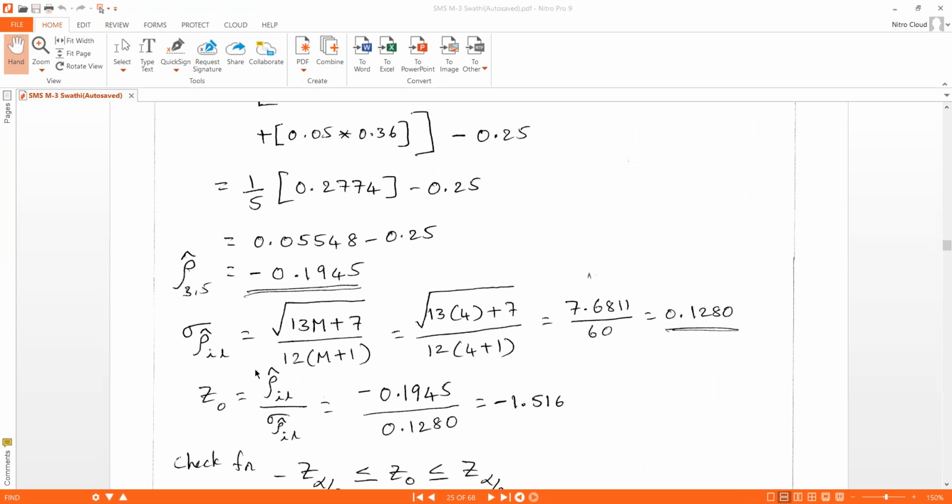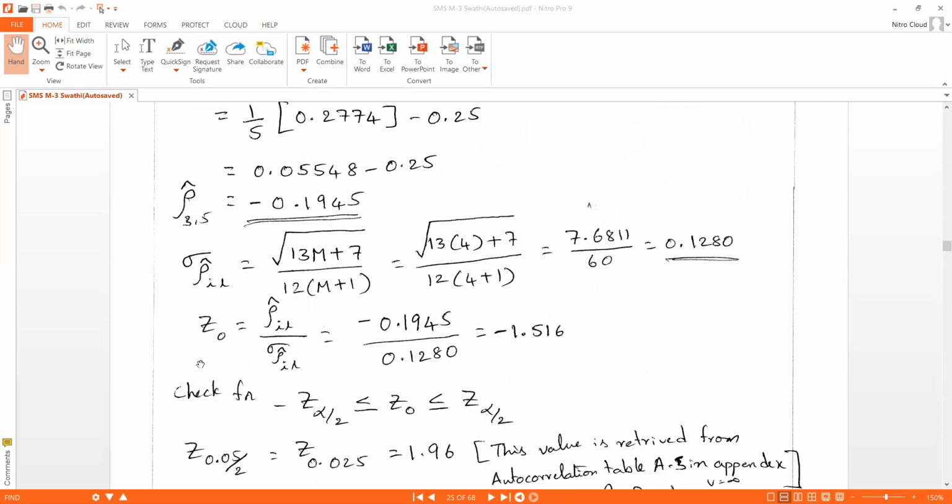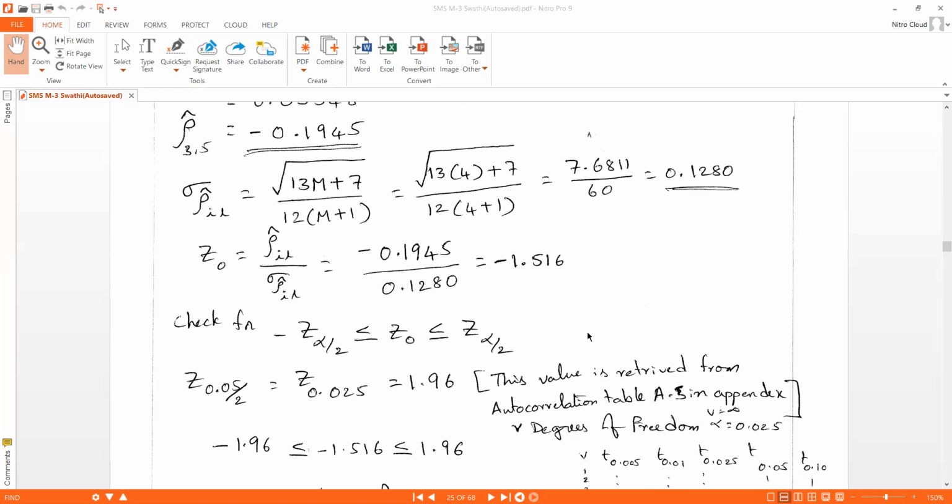Okay, now we know the rho I comma L cap value, and we know sigma rho I comma L cap value. Okay, so now we can find the Z naught value. To calculate Z naught value, formula is Z naught equal to rho I comma L cap divided by sigma rho I comma L cap. Okay, we know these both the values. We will substitute here in this. Okay, that is minus 0.1945 divided by 0.1280. We will get minus 1.516. Okay, that is the Z naught value, minus 1.516.